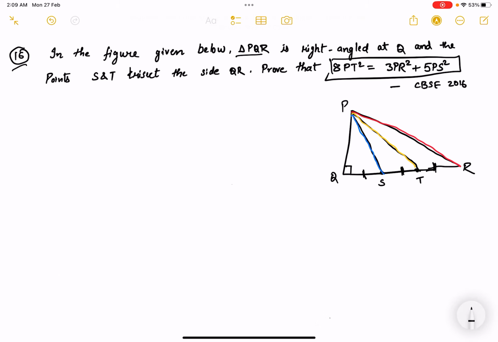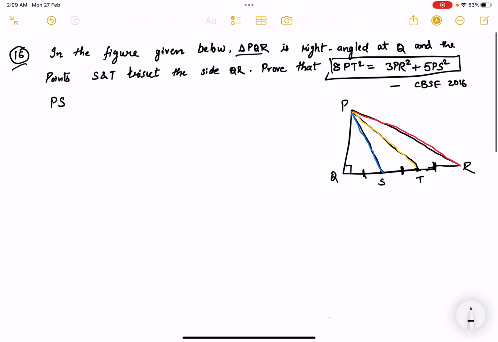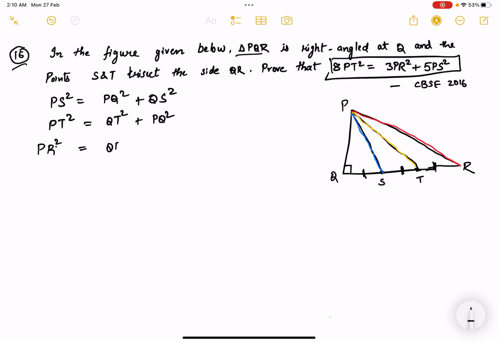So we can write PS square is equal to PQ square plus QS square. Then we can write PT square is equal to QT square plus PQ square, and we can write PR square is equal to QR square plus PQ square.